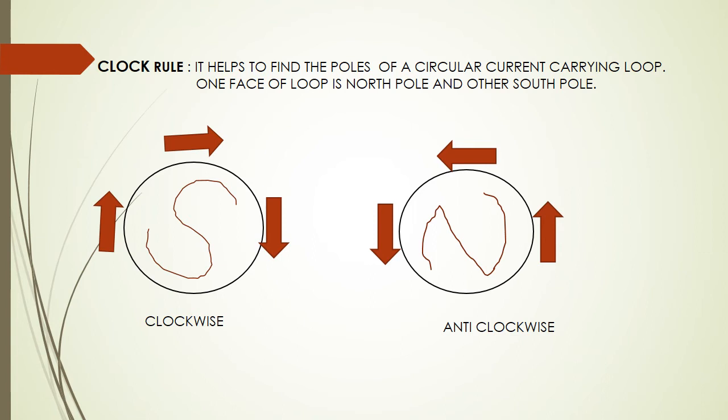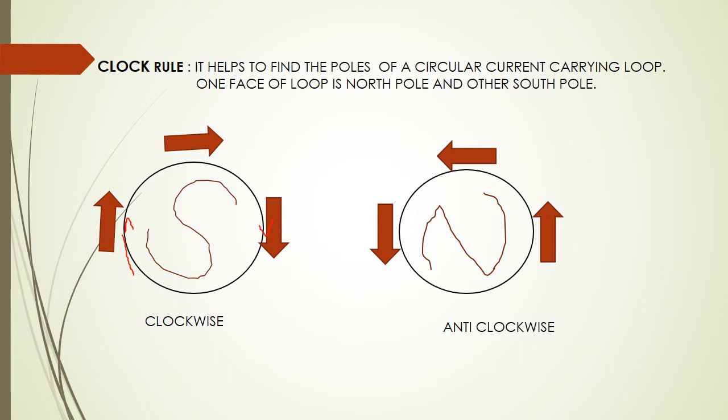This is the clock rule. Now suppose this is a wire, the current is entering from this side, and the direction of current here is downward. Here the direction of current is in the upward direction. So the direction of current is clockwise. The way the hands of a clock move, that direction is called clockwise. So when the direction of current is clockwise, the face will behave like a south pole.